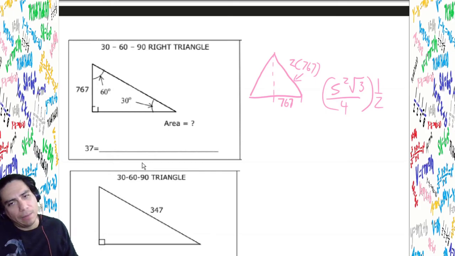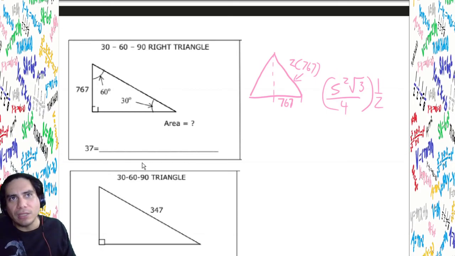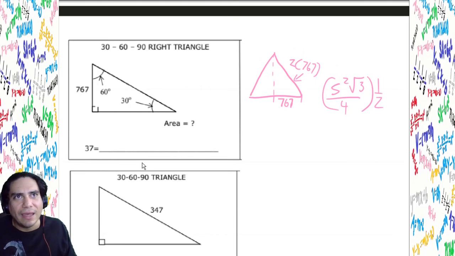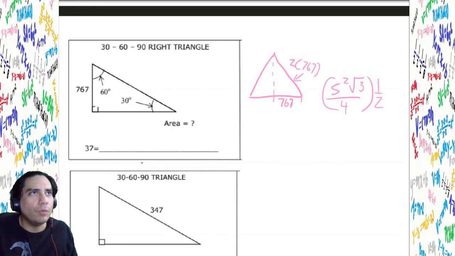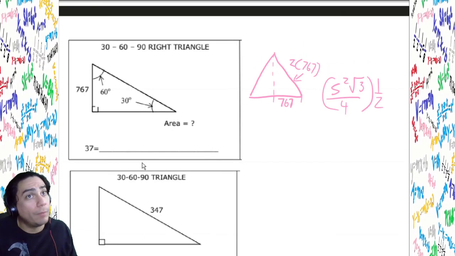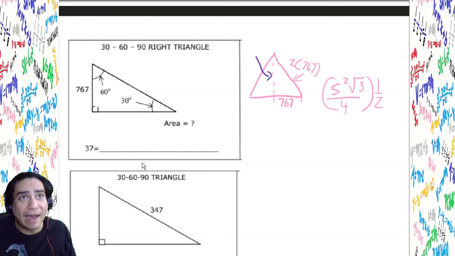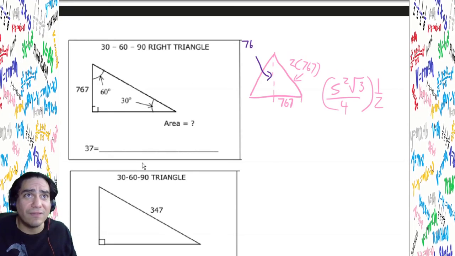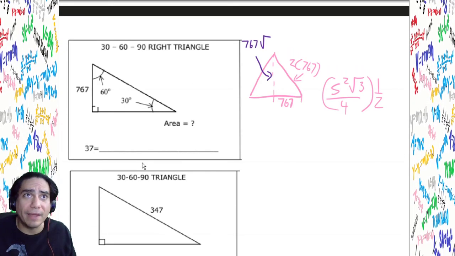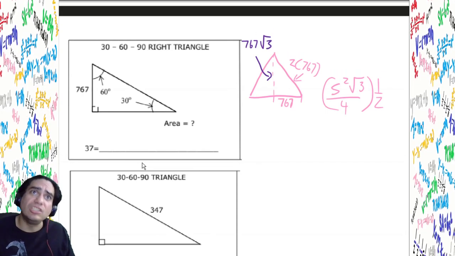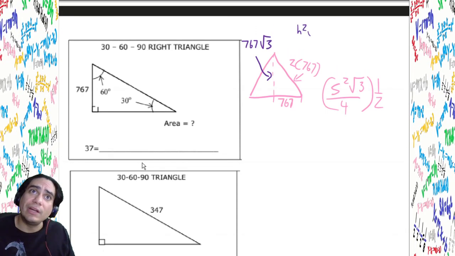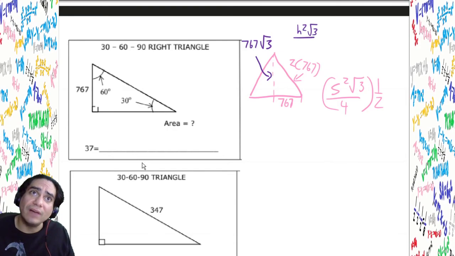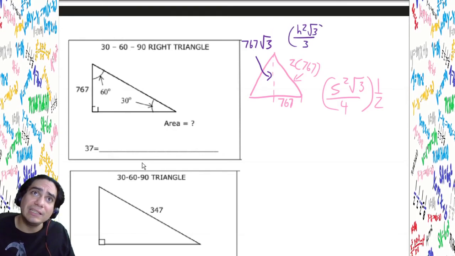Or maybe one of you wants to be a little different. Maybe you get that 767 and you want to get a different side, or maybe not even the side. You might want to get the height. That means you would get 767, multiply it by the square root of 3, and then use it in this formula: height squared times the square root of 3 divided by 3, cut in half.